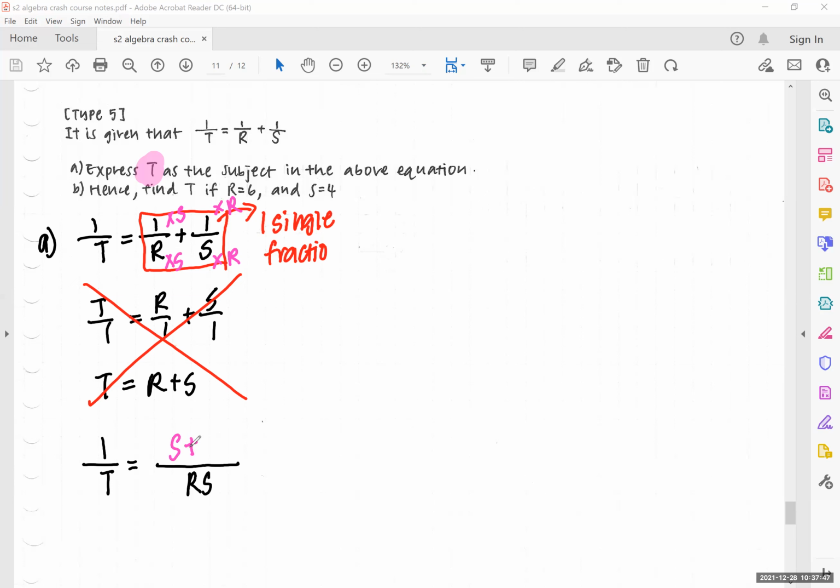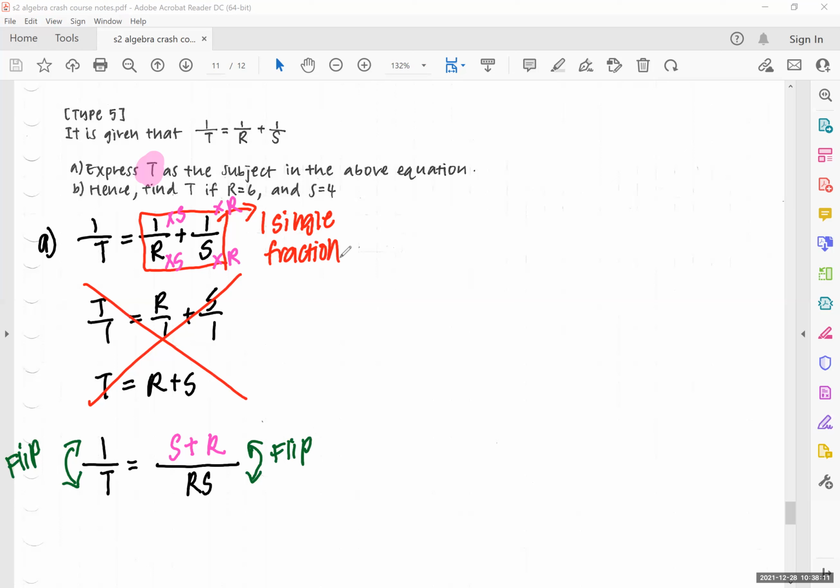S plus 1 times R will give me R. Now you can apply the technique called flip. Flip here, flip here. So when you flip on the left, you can also flip on the right. But to do this technique, you must always make sure that the left-hand side must have one fraction and the right-hand side must have one fraction. You all got it?